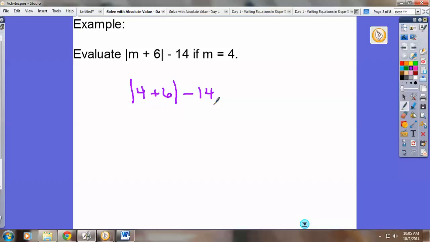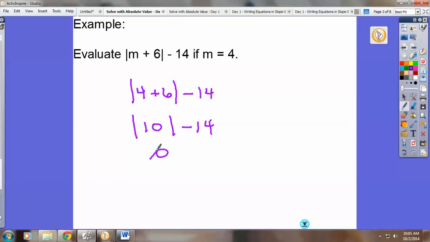Absolute value bars are not parentheses, but they are kind of like grouping symbols where we would do that first. So let's start with our grouping symbols, our absolute value bars. 4 plus 6 is 10. We still need to take care of our grouping symbols. We have the absolute value of 10. What is the absolute value of 10?